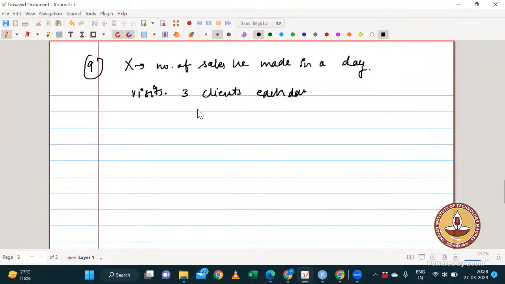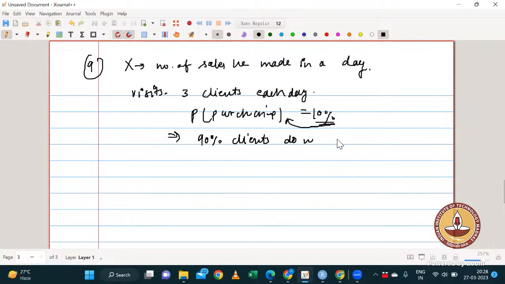And what is the probability for purchasing? 10%, 0.1. Correct? Yes, sir. That means 10% of the clients are purchasing the policy, and 90% of the clients will not purchase. Correct? So far, so good. Now the question is asking the probability of x equal to 0. X represents the number of sales. So probability x equal to 0 means there is no sale in a day.